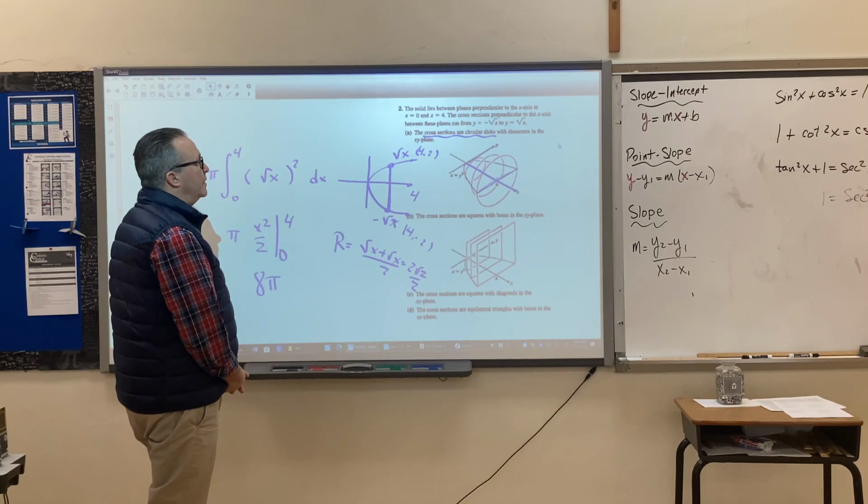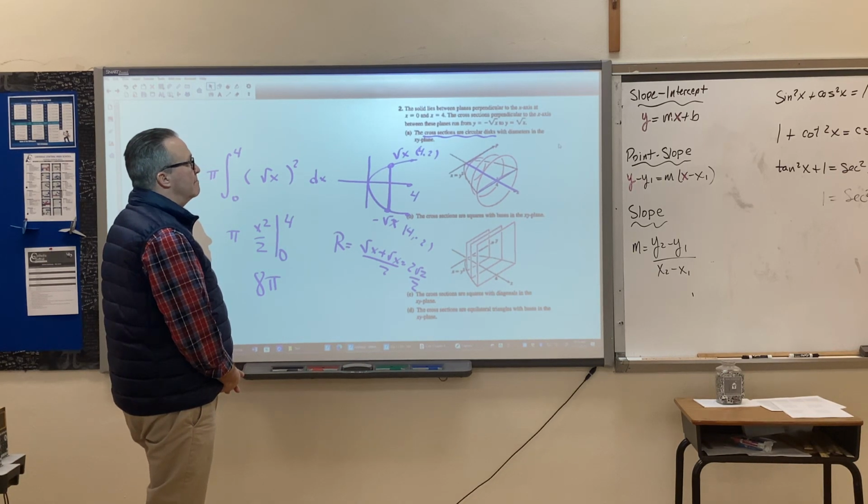The cross sections are circular discs with diameters in the xy plane.